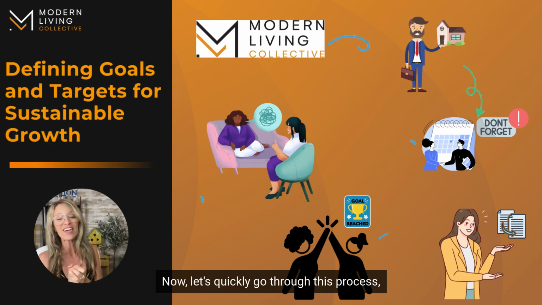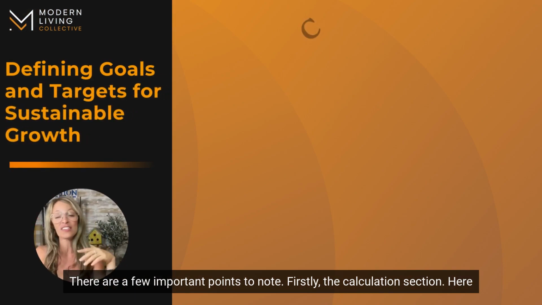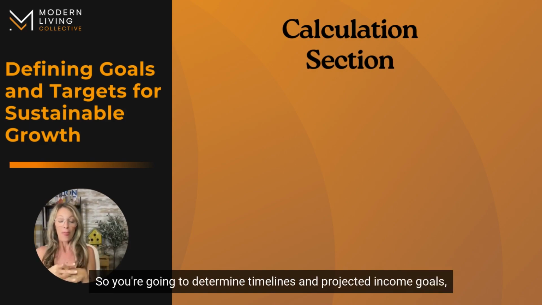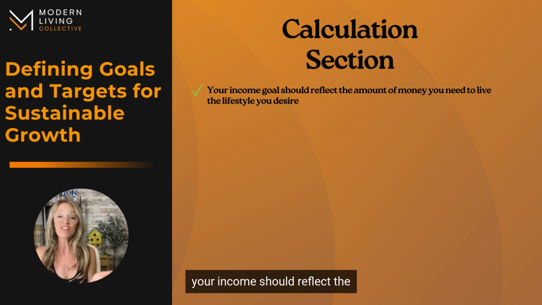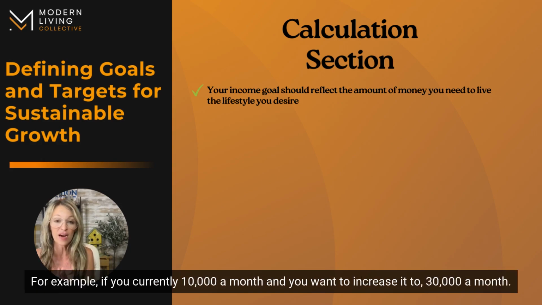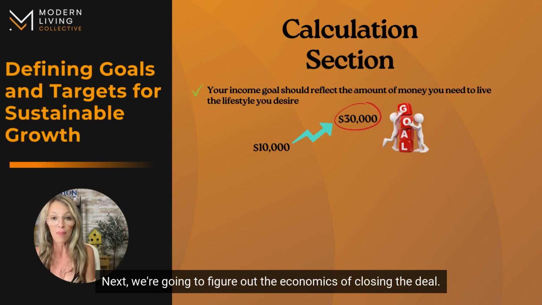Now let's quickly go through this process. There are a few important points to note. Firstly, the calculation section. Here we're going to calculate the economics of a deal. So you're going to determine timelines and project income goals. Your income goal should reflect the amount of money that you need to live the lifestyle that you desire. For example, if you currently make $10,000 a month and you want to increase it to $30,000 a month, that becomes your end goal, $30,000 a month.